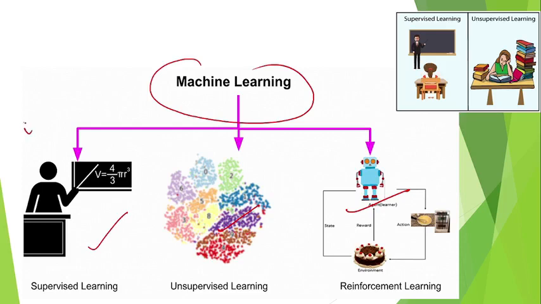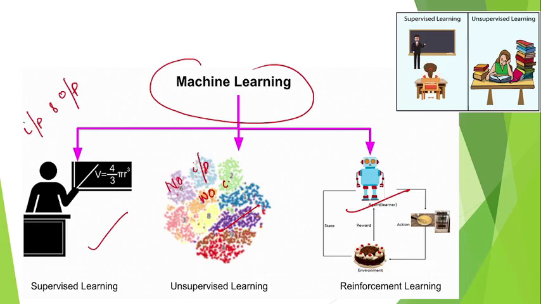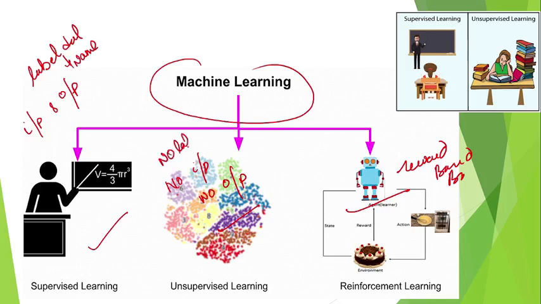In supervised learning we have input known and output known. In reinforcement learning there is no input, no output known, and here we get reward points based on the feedback, correct? And here we have labeled data. What do you mean by labeled data? Name data. Here, in unsupervised learning, there is no labeled data, correct?